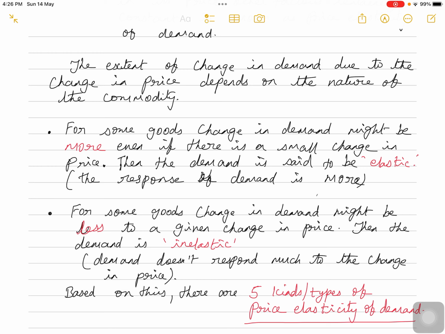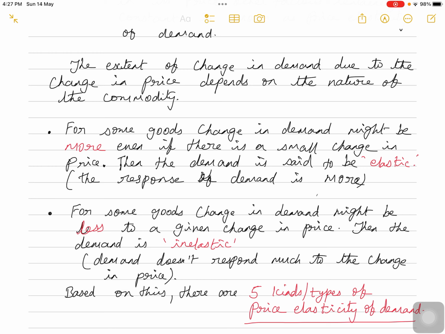For some goods, change in demand might be more even if there is a small change in price, because all the commodities are not the same for us, isn't it? Some of the commodities we would buy only when the price falls, but for some other commodities, as I mentioned before, whatever the price might be, we have to purchase, isn't it? So it varies from one commodity to another, and of course from one person to another. That's why some commodities have elastic demand, and some commodities have inelastic demand.